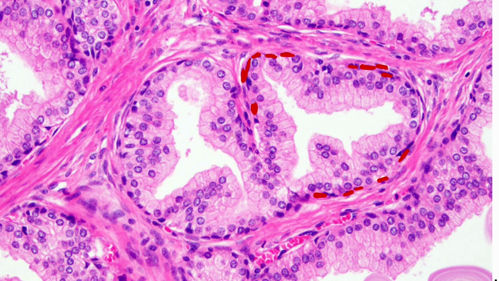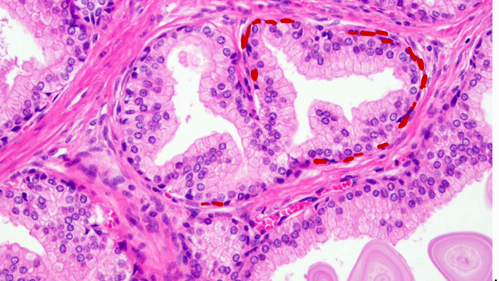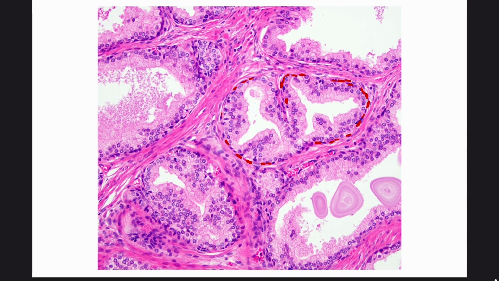These are nothing but the basal cells. So the outermost lining is the basal cells. Here also the outermost lining is basal cells with flattened nuclei. You can see the flattened nuclei. These are the basal cells, the outermost layer.